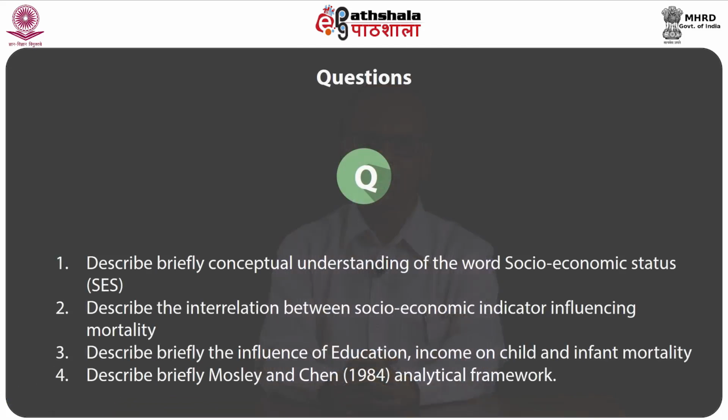Questions. Number 1. Describe briefly the conceptual understanding of the word socio-economic status, SES. 2. Describe the interrelation between socio-economic indicators influencing mortality. 3. Describe briefly the influence of education and income on child and infant mortality. 4. Describe briefly Mosley and Chen 1984 analytical framework.